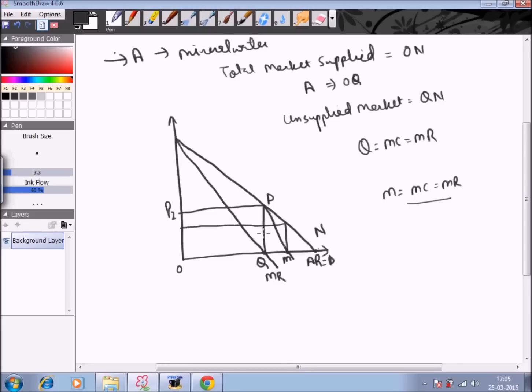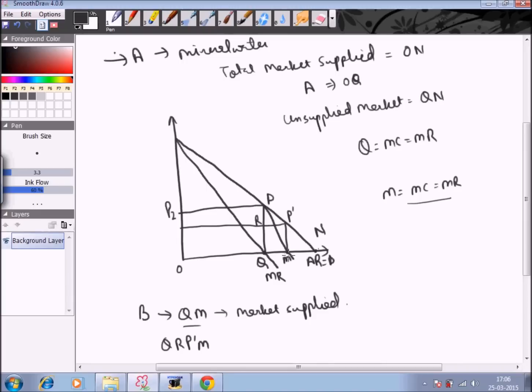So seller B will be supplying, if we name this point as P dash and we name this point as R, QM of the market. This is the market supplied by seller B. QM will be the portion of market supplied by seller B. And what is the revenue which he is making? It will be equal to QRP-M. This is the revenue which seller B will be making.